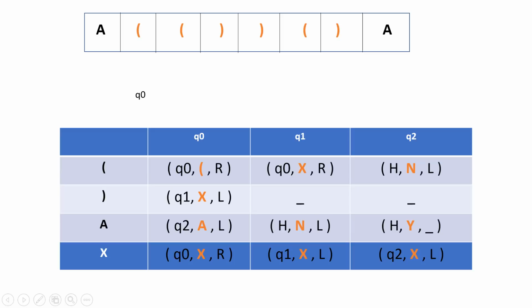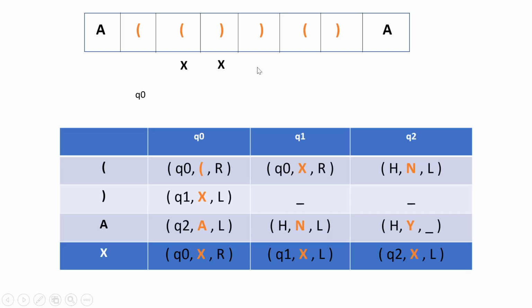So the basic idea is that we move right in Q naught as long as we see left parentheses. We keep moving to the right. And when we see the first right parentheses, we write an X. We process that and start moving left and switch the state to Q1. So now we wrote the X and we start moving to the left. So Q1 is a left moving state. When we find the matching left parentheses, we write an X, and now we have processed a pair of things.